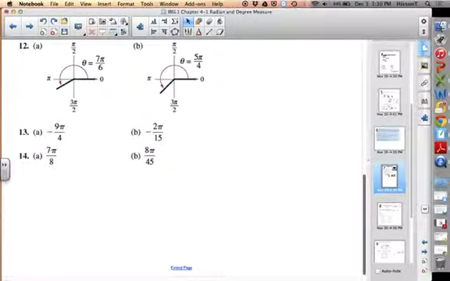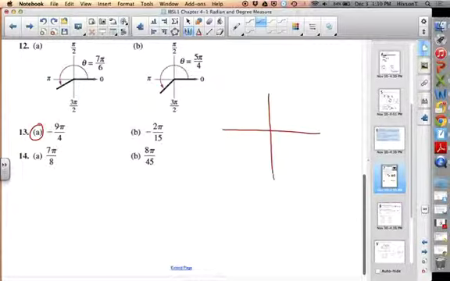Why on number 13 would you have to add 4 pi to one of them? Okay, let's see. It would be A, I think. Yeah, A. Basically because negative 9 pi over 4, if I were to draw this, that's negative 2 and 1/4 pi. So negative 2 pi would go around once, and then another 1/4 pi would put us right here. That's negative 9 pi over 4.